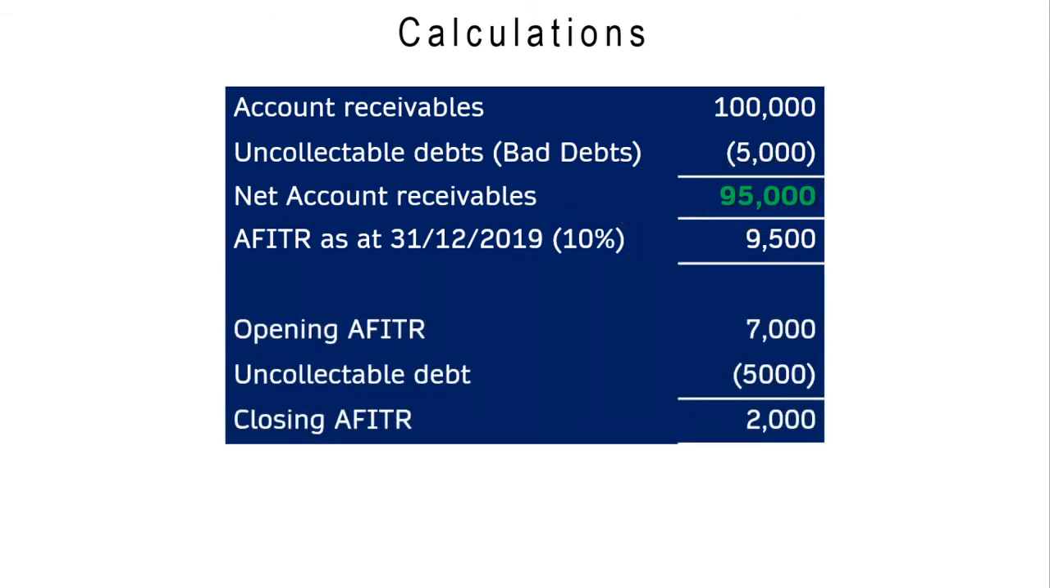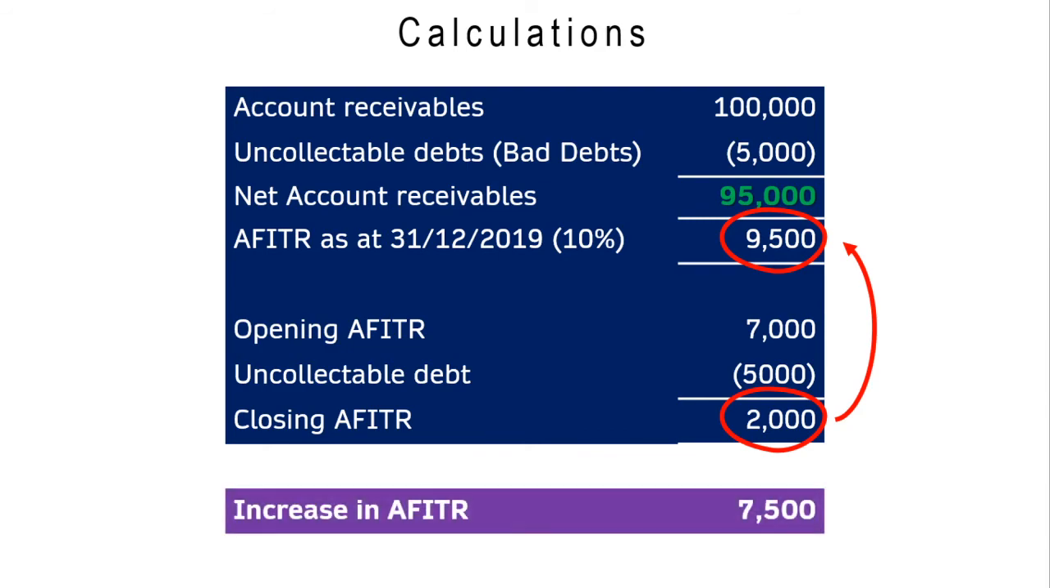Next, we need to calculate the closing allowance for impairment of trade receivables after considering the uncollectible debts. Since we have utilized 5,000, we have a balance of 2,000. The uncollectible debt should be the same as the previous one. Then we shall compare the closing allowance for impairment of trade receivables with the amount that we want as per the rate. So 2,000 compared with 9,500. We need to increase the allowance for impairment of trade receivables by 7,500 after considering whatever we have utilized.